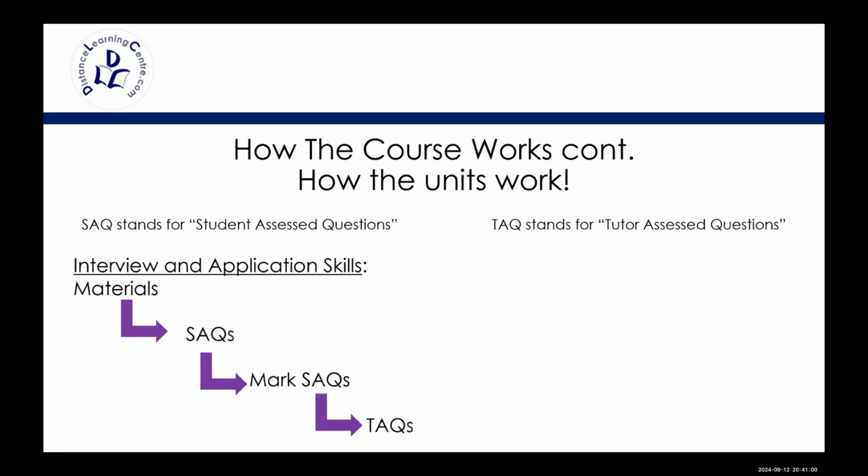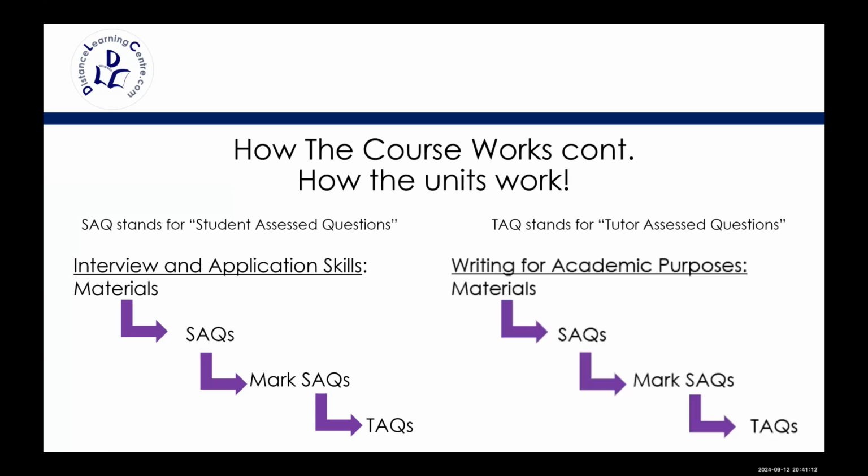And it's exactly the same structure for every single unit that you're going to do. So after interview and application skills, you would then go on to writing for academic purposes for most students. You go through the materials, you answer the SAQs and pop them up on the website. We'll give them a quick check and then we'll give you the password to mark the SAQs. You pop them up so we can just double check you're all good. And then you go on to the TAQs for the assessment, upload those. And then once that's done, you then move on to the next unit.